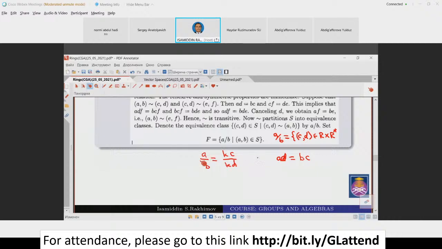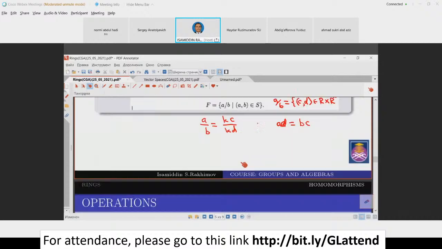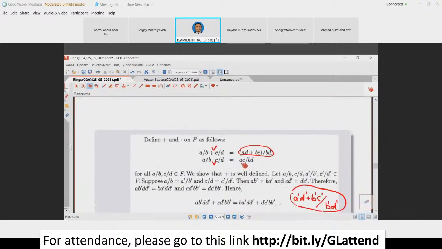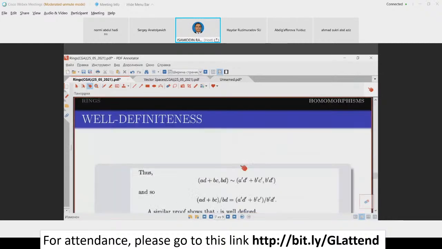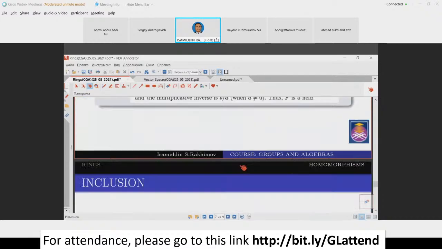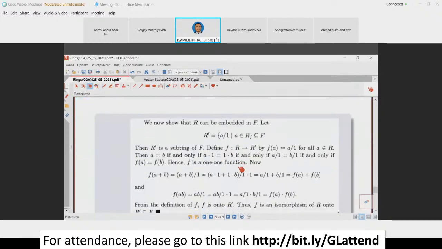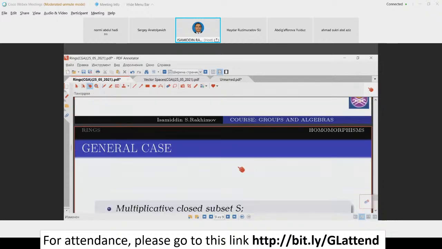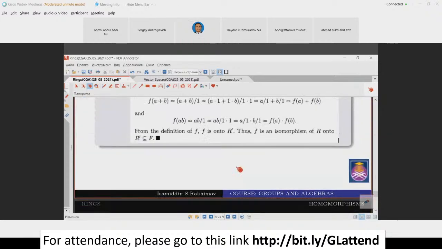For each class, we can take infinitely many representatives. Any representative can be taken to present that A over B. So that's why in rational numbers we can just cancel by K. That was my intention to explain. Last time I promised why we can just cancel by any K in rational numbers. Okay? Any questions, please?